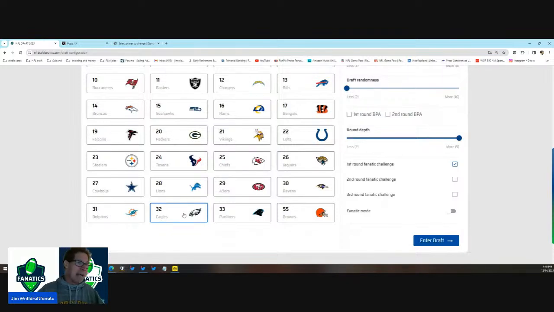And at the time we established the draft order about 3 weeks ago, the Eagles had the best record in the league. So that's why they're at 32. I update the draft order here about once a month until the season ends.